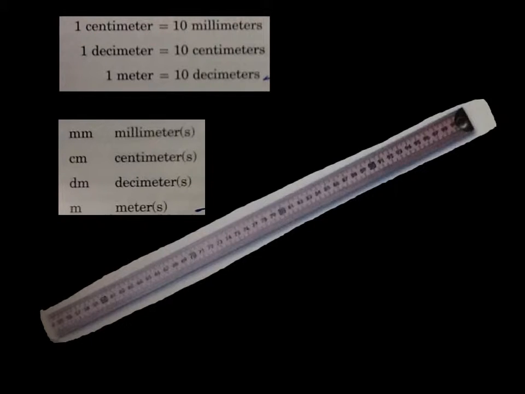1 centimeter is the same as 10 millimeters. 1 decimeter is 10 centimeters. Notice we have the word deci here. This prefix means 10, so 10 centimeters in 1 decimeter. And therefore 1 meter is the same as 10 decimeters. We can abbreviate each of these. Millimeters is mm. Centimeters is cm, decimeters is dm, and meters is m.